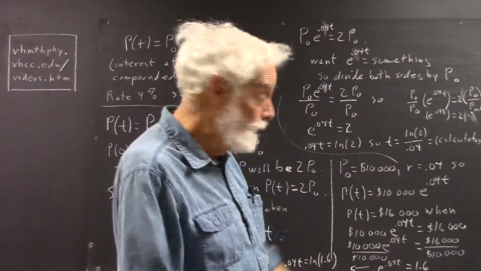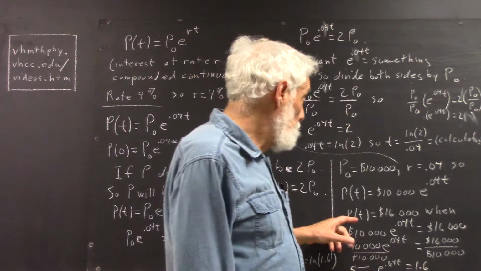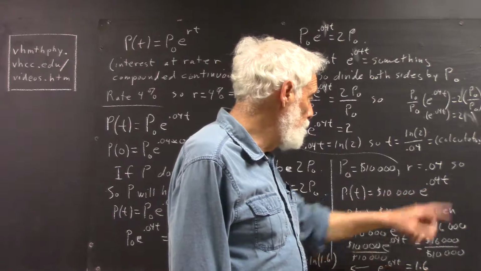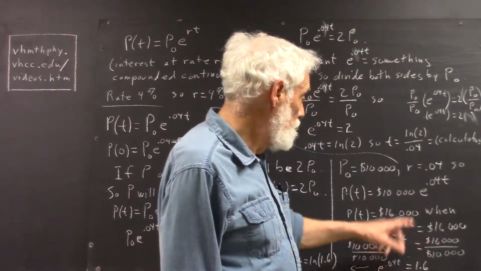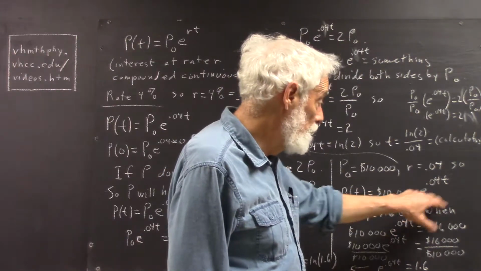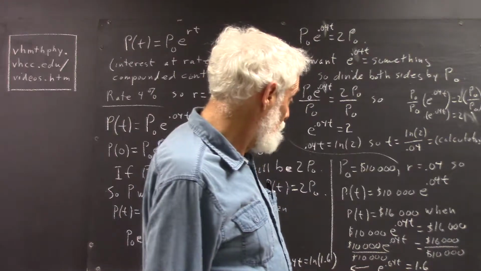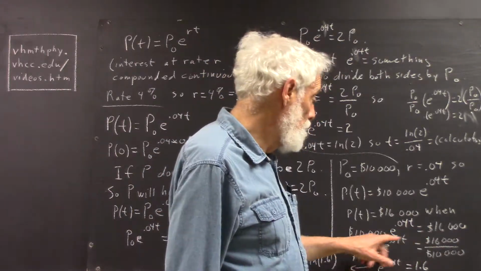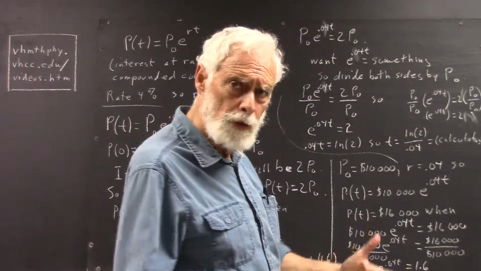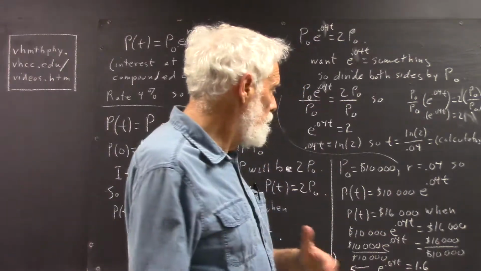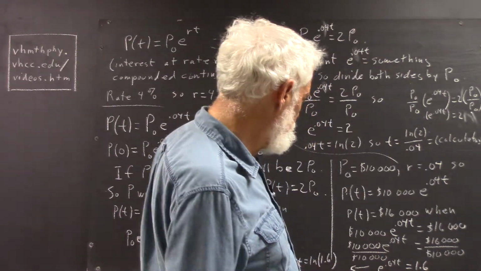I hope that continues when you do the homework, and I hope you do the homework. Okay, so P of t equals that. P of t is going to be $16,000 when 10,000 e to the 0.04t equals 16,000. And people pretty much got this. Now the algebra details are really pretty straightforward, but that's actually giving people more trouble than the properties of exponents and so forth. So we've got to be careful about that.